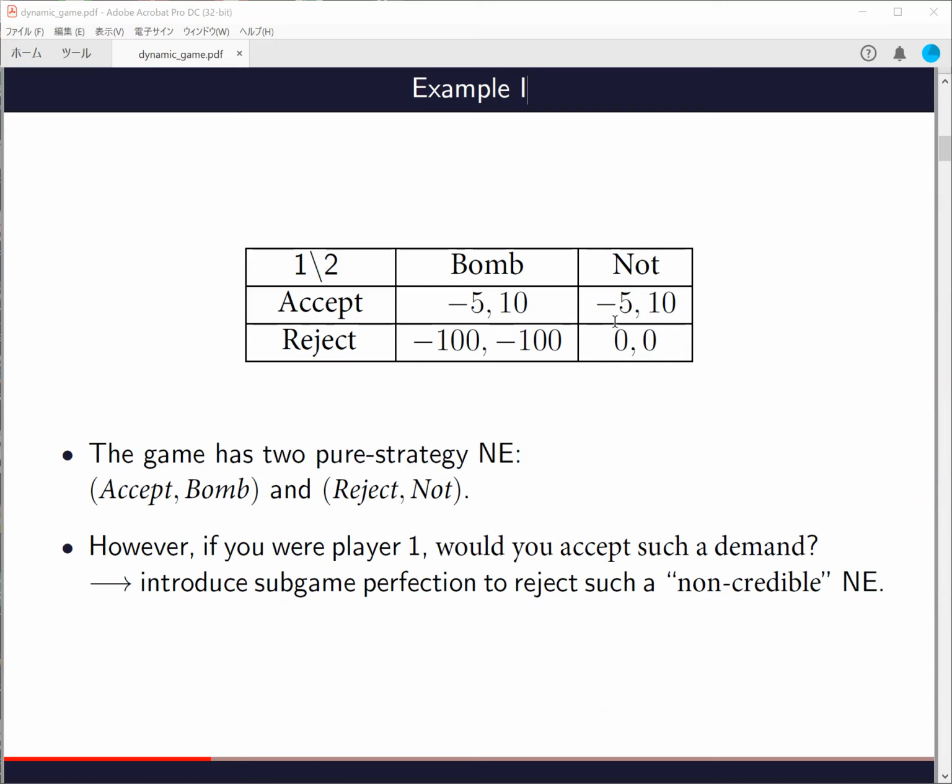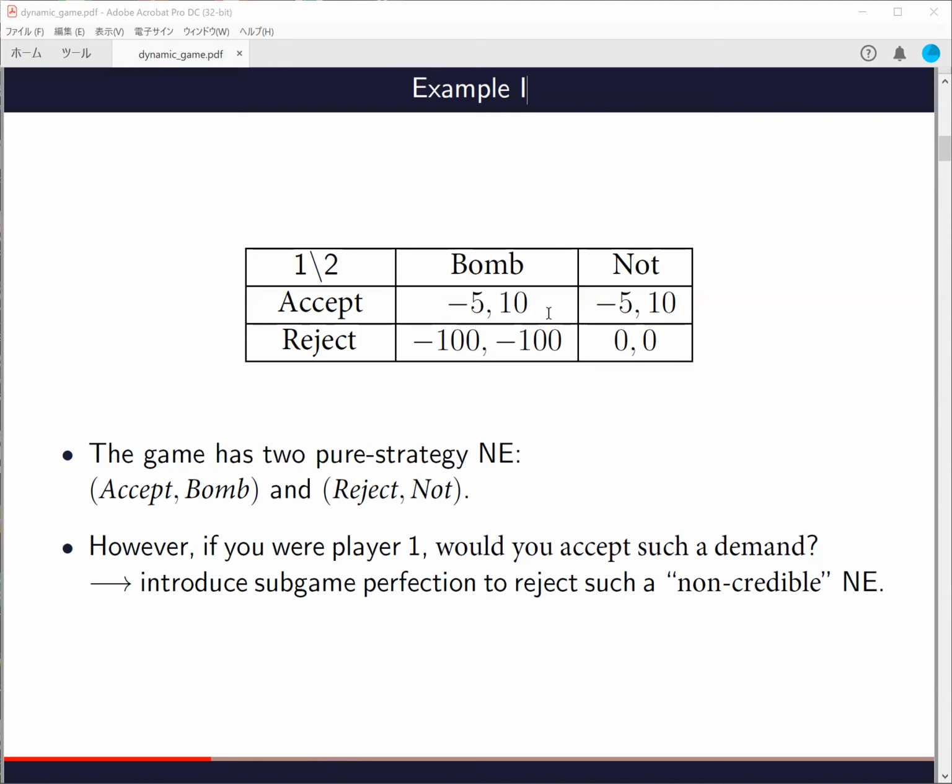Now, one thing to note here is that the payoff of player 1 and 2, when player 1 accepts the demand and player 2 blows up the bank, is not -100. This is because player 2's strategy is to blow up the bank if player 1 rejects the demand. And so player 2 does not actually blow up the bank when player 1 accepts player 2's demand.